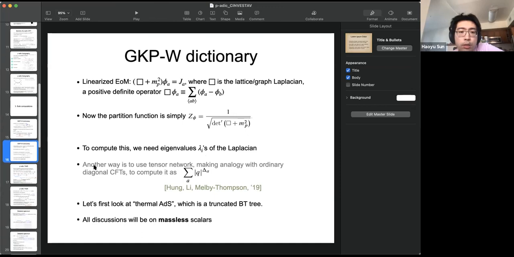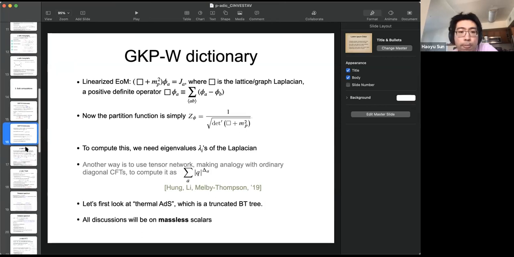I would like to point out that there's another way proposed to calculate this partition function. It is based on techniques from tensor networks and by making an analogy with the ordinary diagonal two-dimensional CFT, to compute the following quantities. But we will not follow this proposal, and the overall calculations are from the bulk.